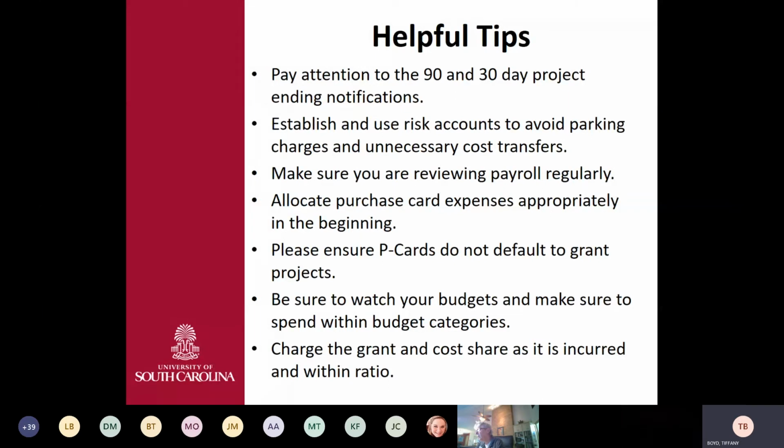And make sure you're watching your budgets and that you're spending within the budget categories. We run into a lot of issues with sponsors and with collection as it relates to invoice collection, as it relates to budgets and people spending outside or over budget. So to avoid those issues, just make sure you are watching your budgets and requesting rebudgets as necessary.